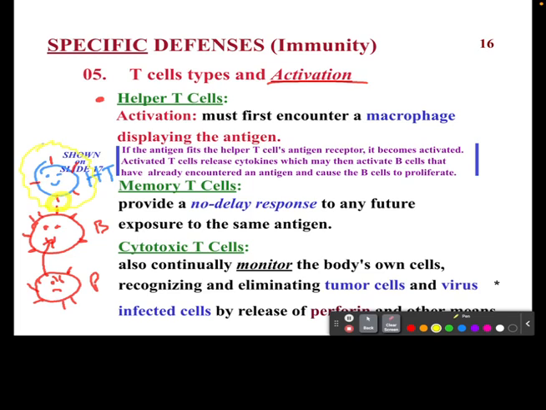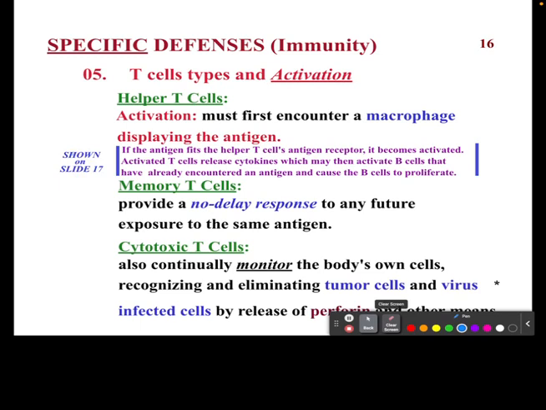Once it's activated, it can then release cytokines because it was activated. And that then can activate B cells that have already encountered the antigen. And then therefore there's more B cells and there's more people fighting off the infection. Right? So there's a lot of stuff going on here. But the point is they need to activate one another so they can do a job to help each other.